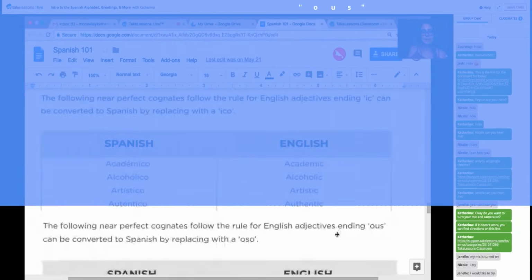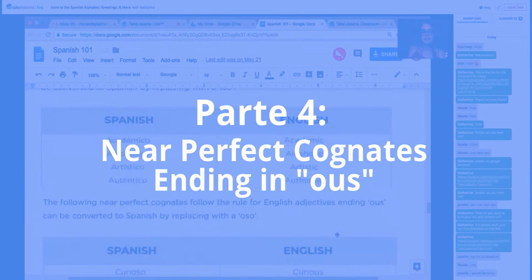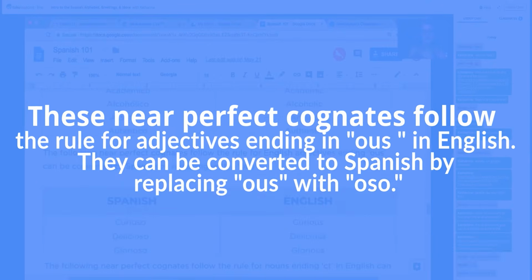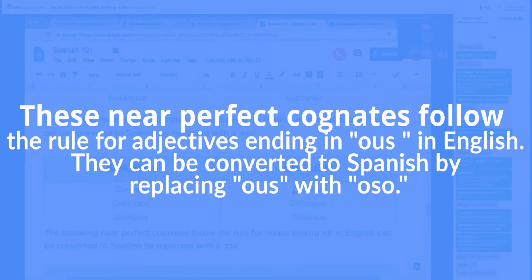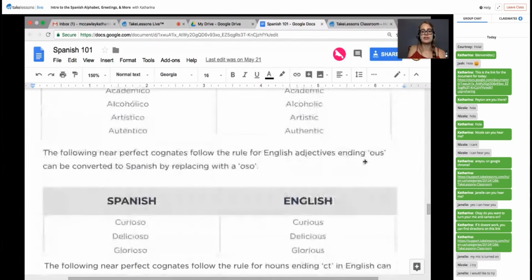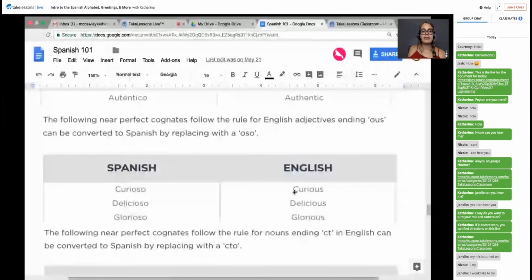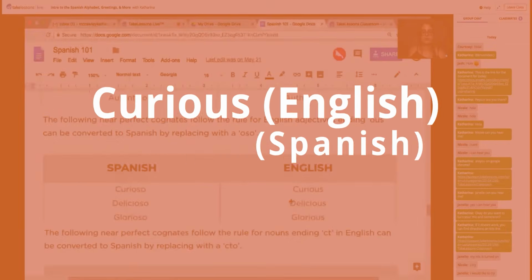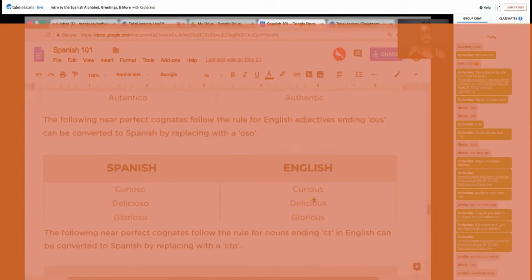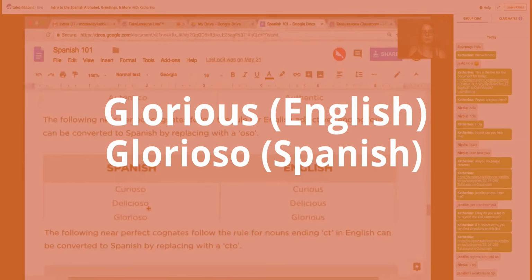But just by looking at it, by hearing it, you can build those bridges and say, okay, yep. Then we have the other ones ending with OUS. So curious, delicious, glorious. And they can be converted to Spanish by replacing that with OSO. So curious, curioso. Delicious, delicioso. Glorious, glorioso. We have those.